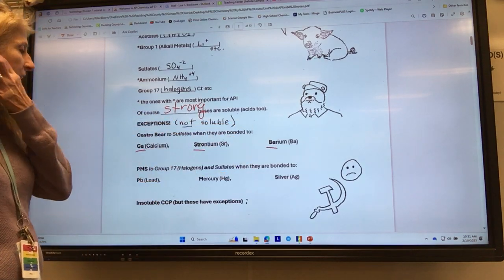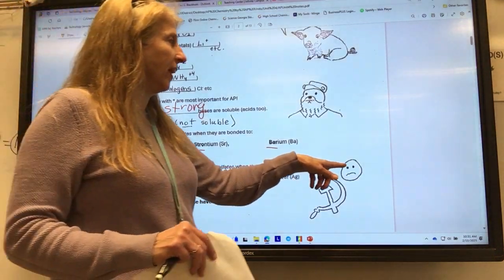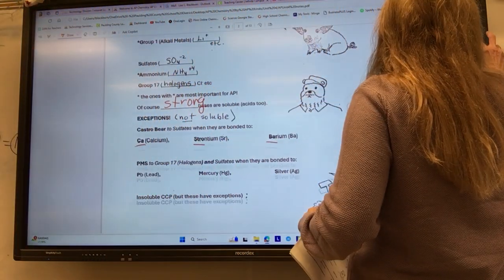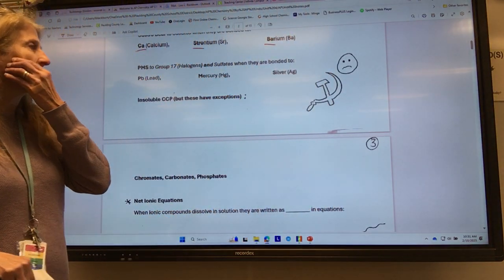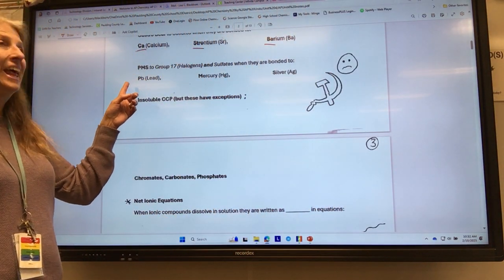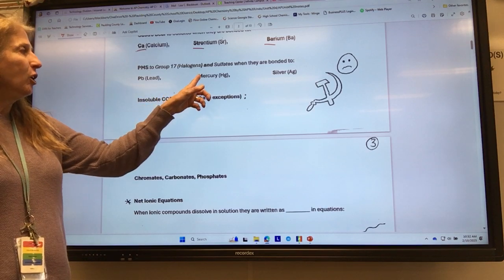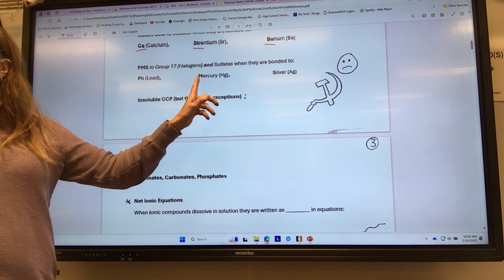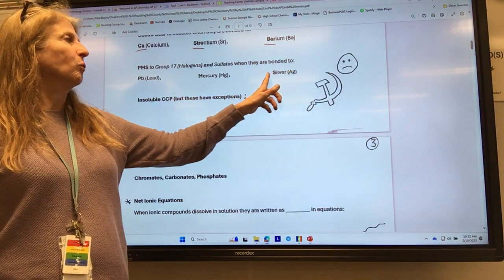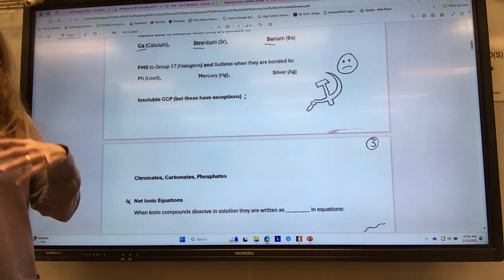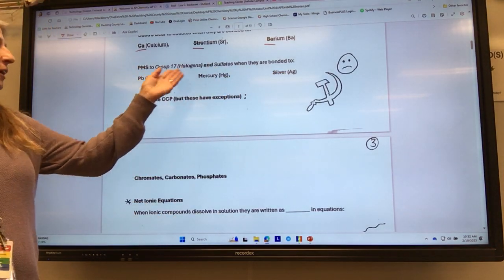Now the other exception is PMS, and I drew a sad face because PMS is sad. You feel sad. So the PMS here is P is from lead, the symbol for lead. M is from mercury, the word mercury, not the symbol. And S is for silver, the word silver, not the symbol. I didn't make these up. These are in every college textbook, but that's what it is.